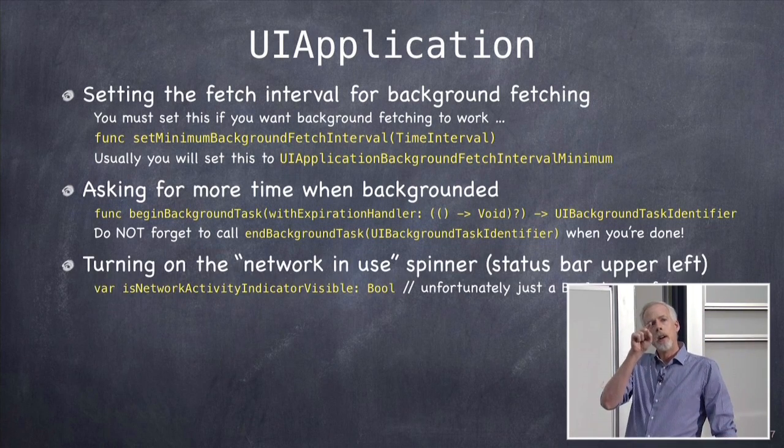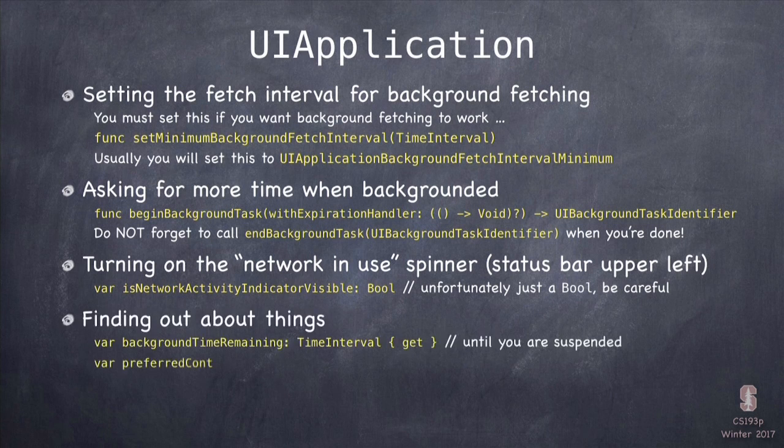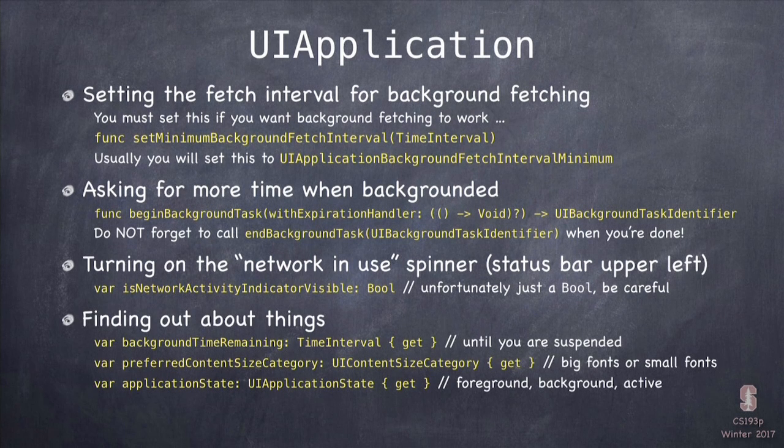The little spinner in the upper left-hand corner of your device, have you ever seen that thing spinning when you do something on the network? You can control that. You can turn it on and off with this bool in UIApplication. You can also find out a lot of information, like, remember that category size, the text size slider? You can find out what the preferred content size category currently is. You can find out how much time you have remaining while sitting in the background. You can also find which state you're in: foreground inactive, foreground active, or background. So UIApplication is a little bit of a clearinghouse for that kind of global information. So that's it for UIApplication.